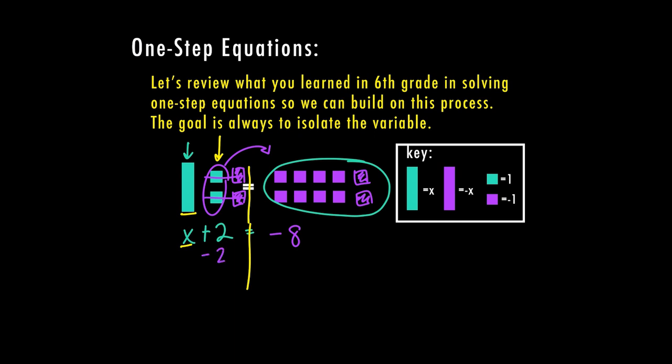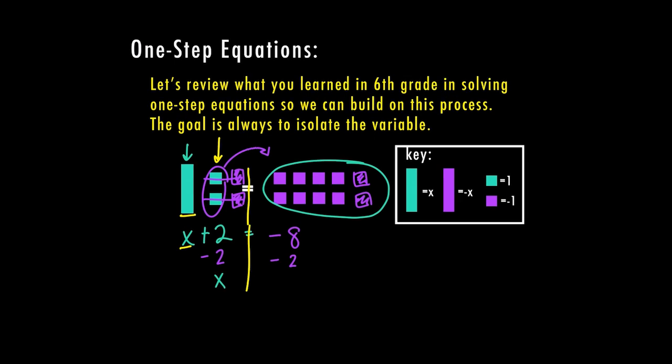And if I subtract 2 from this side, I have to keep it balanced and take away 2 from the other side. So now I have x, because this 2 minus 2 is gone, equals, and negative 8 minus 2 is a negative 10. So again, x equals negative 10 matches up with my original problem written as a drawing. So you can do it either way.